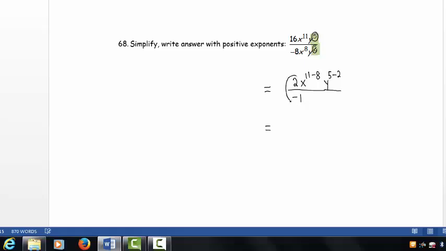Now 2 divided by -1 is -2. We no longer have a denominator. 11 minus 8 is 3, so we have x to the third. 5 minus 2 is 3, we have y to the third. Let's check our answer.